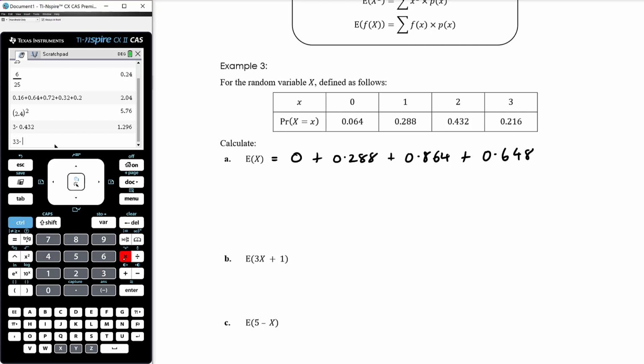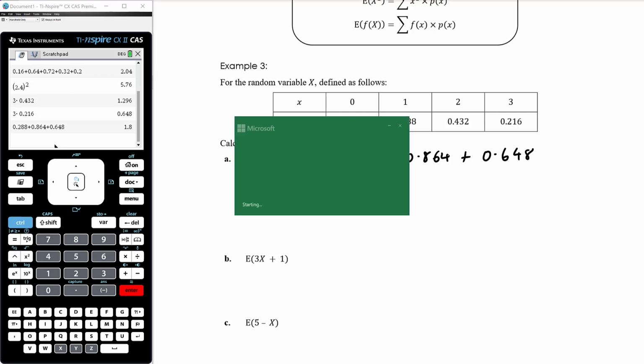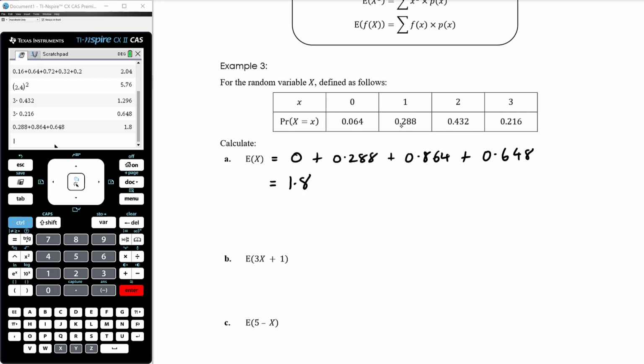So again, as I said, try and build up the practice of working with decimals in your head. I know for some of you that's not something you're that comfortable with, but that's all the more reason to do the working in your head as you're practicing to familiarise yourself with those techniques. Okay, so adding these up, 0.288 plus 0.864 plus 0.648. If you've got your CAS, absolutely you can just type into the CAS from the outset, 0 times 0.064 plus 1 times 0.288 plus 2 times 0.432 plus 3 times 0.216 and get to your answer straight away. Okay, our expected value of x, apologies, is 1.8.